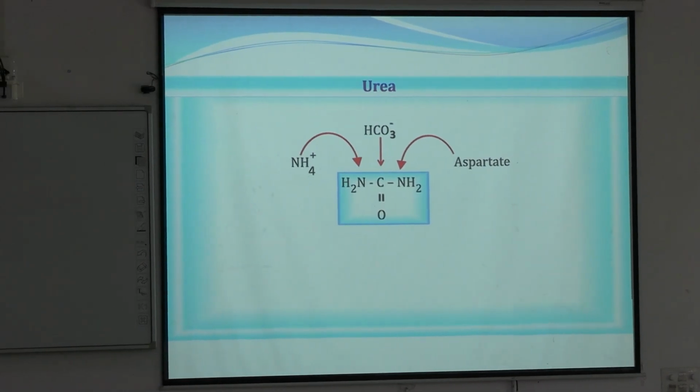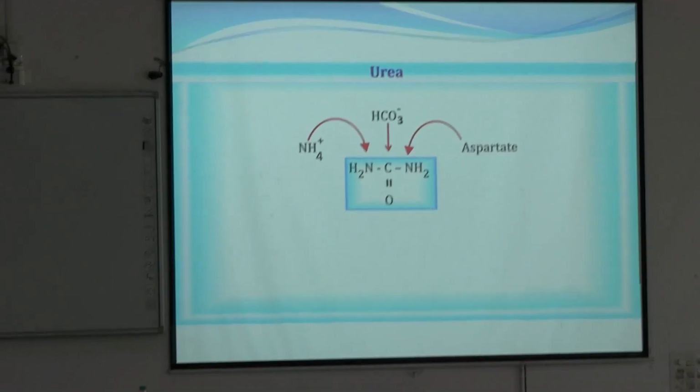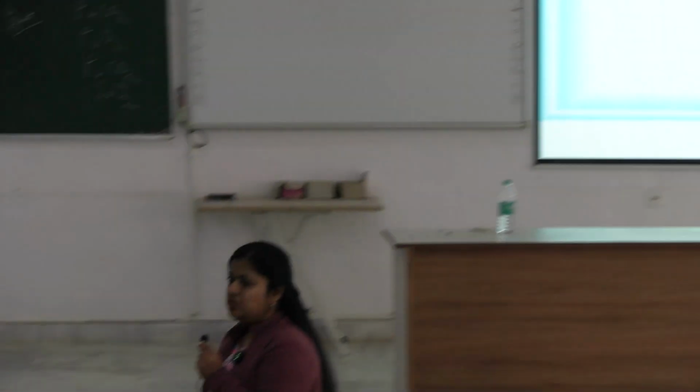Okay, clear? So what are the component sources of urea if asked? Is it clear? The carbon is from carbon dioxide from the TCA cycle, one nitrogen is from ammonia and another is from aspartate.